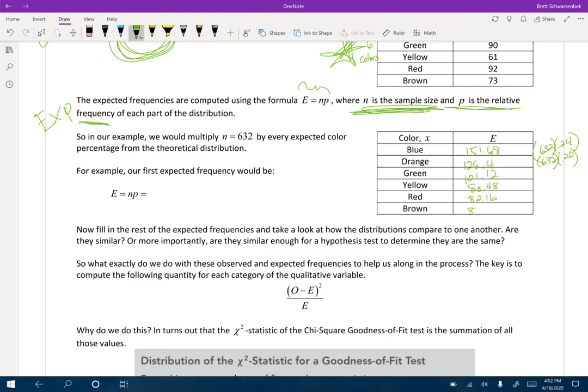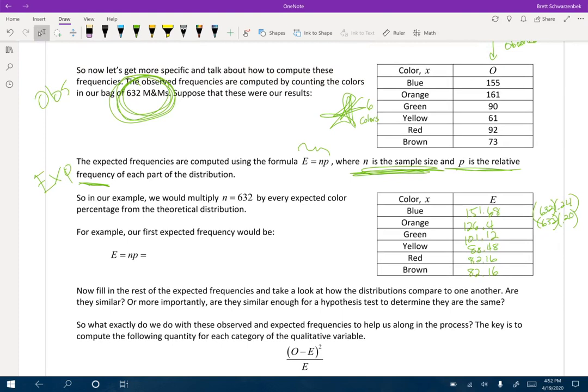Yes, the counts have decimals, and no, you're not really going to have 0.16 of an M&M. I'm sure you could figure that out with a slicer, but that's not the goal of this. The decimals are there for accuracy. So basically, we would have 151.68 expected blue M&Ms based on the Mars claim in this distribution. We would have 126.4 orange M&Ms based on this distribution. That is how you fill them out.